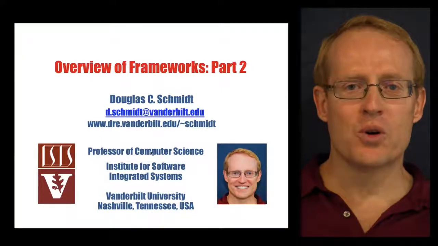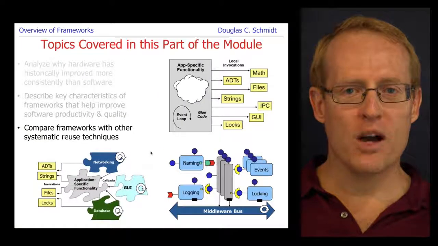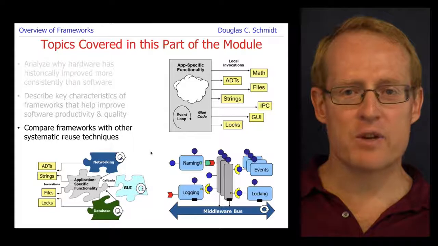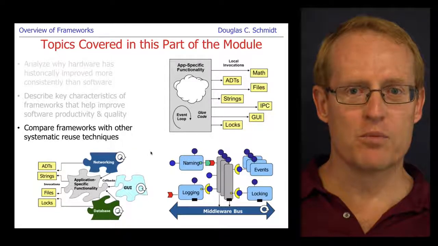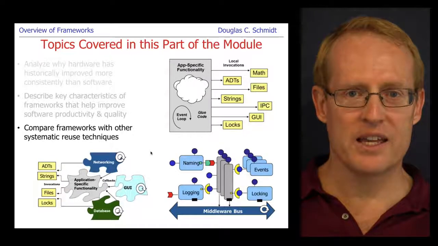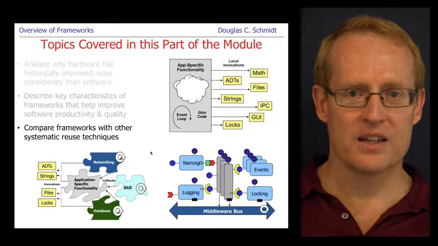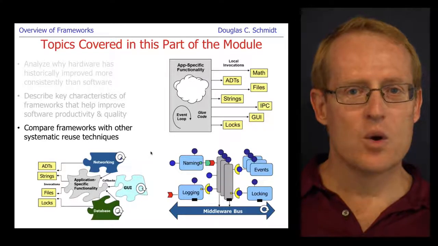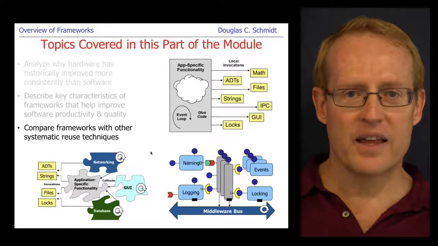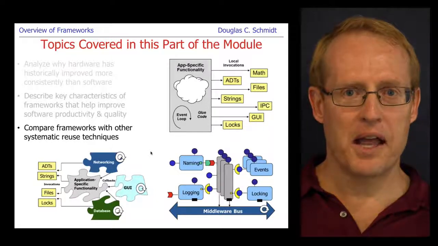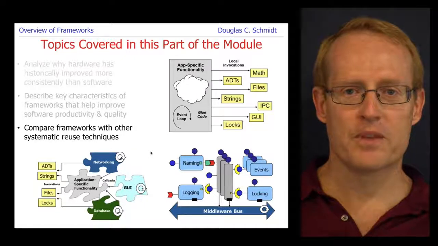Welcome to part 2 of the overview of frameworks. In part 1, we analyzed some of the reasons why hardware and networks have historically improved more consistently and rapidly than software in terms of their cost, their quality, their time to market. We then talked about some of the key characteristics of frameworks that can help to improve their quality and the productivity of application and infrastructure developers who apply them.